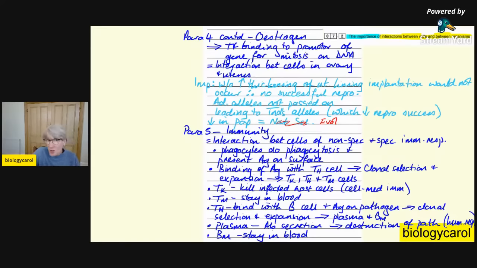This is the interaction between cells of non-specific and the specific immune response. I'm nailing it right at the beginning. And in honesty, I should have introduced each of my other previous paragraphs, just kind of going, why am I using this example? Well, because this shows interaction between organisms, or this shows interactions between specific cells.